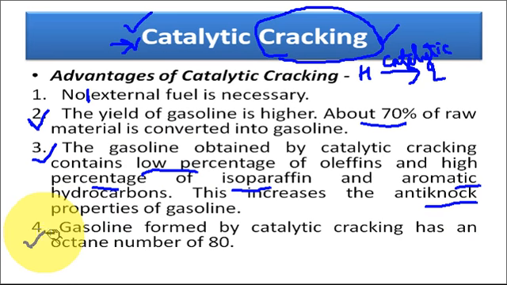Fourth advantage is that the gasoline formed by catalytic cracking has an octane number of 80, which indicates good quality of the gasoline. So in all, the main advantages of the catalytic cracking process are: no excessive fuel is required, yield is high, and the quality of the gasoline is high. These are the main advantages of catalytic cracking. That's why we opt for catalytic cracking.